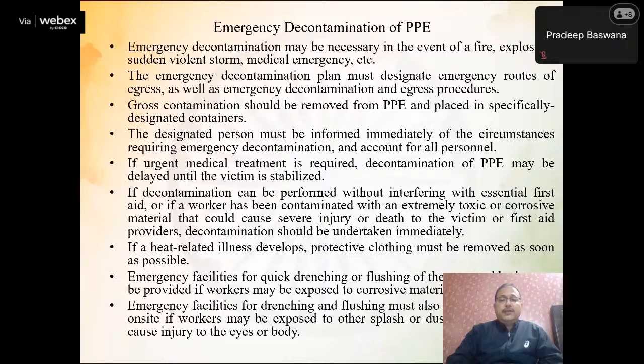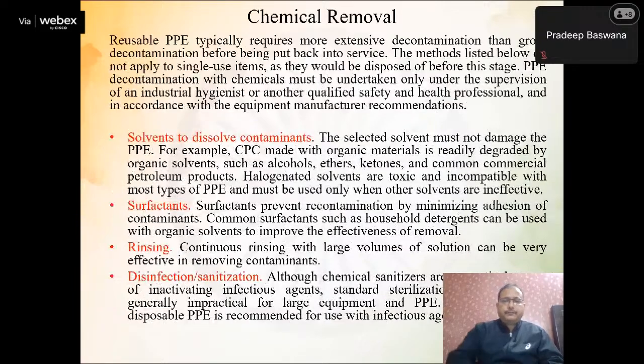Emergency facilities for quick drenching or flushing of the eyes and body must be provided if workers may be exposed to corrosive materials, and emergency facilities for drenching and flushing must be readily accessible on site if workers may be exposed to other splash or dust hazards that could cause injuries to eye or body. So the overall mechanism or requirement of decon is that workers should be safe and quite fit for any case, and we have to save his life also.